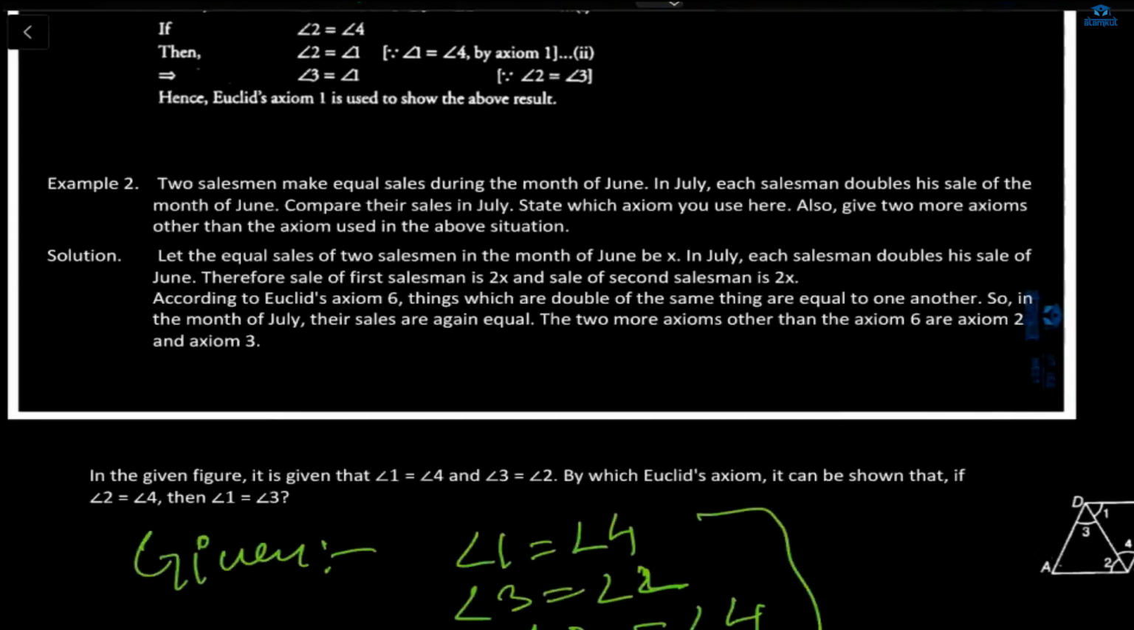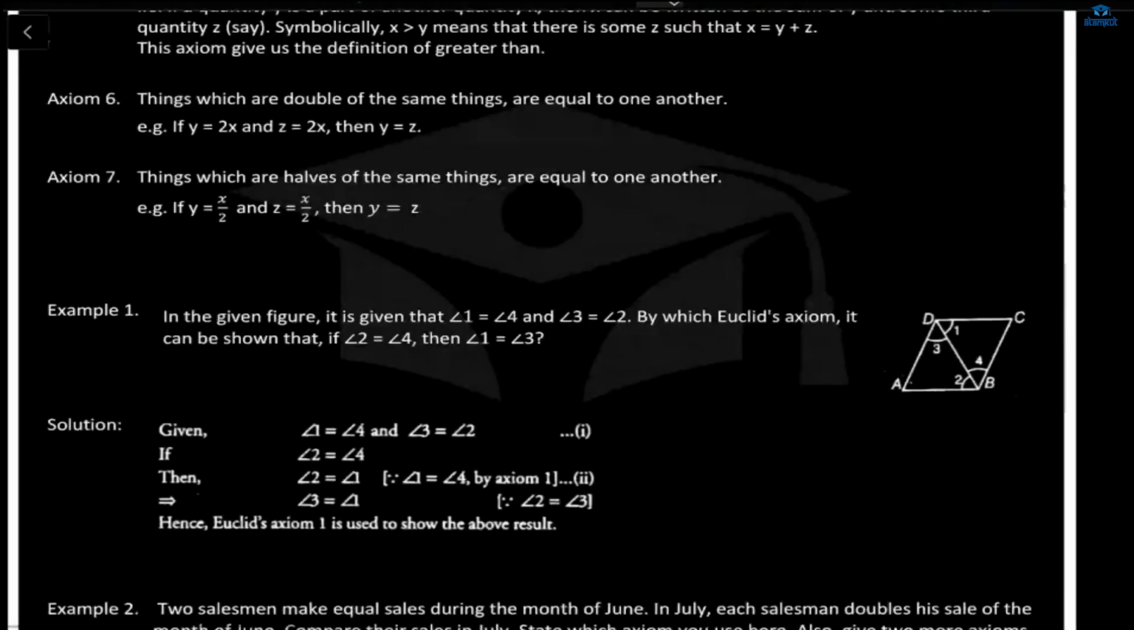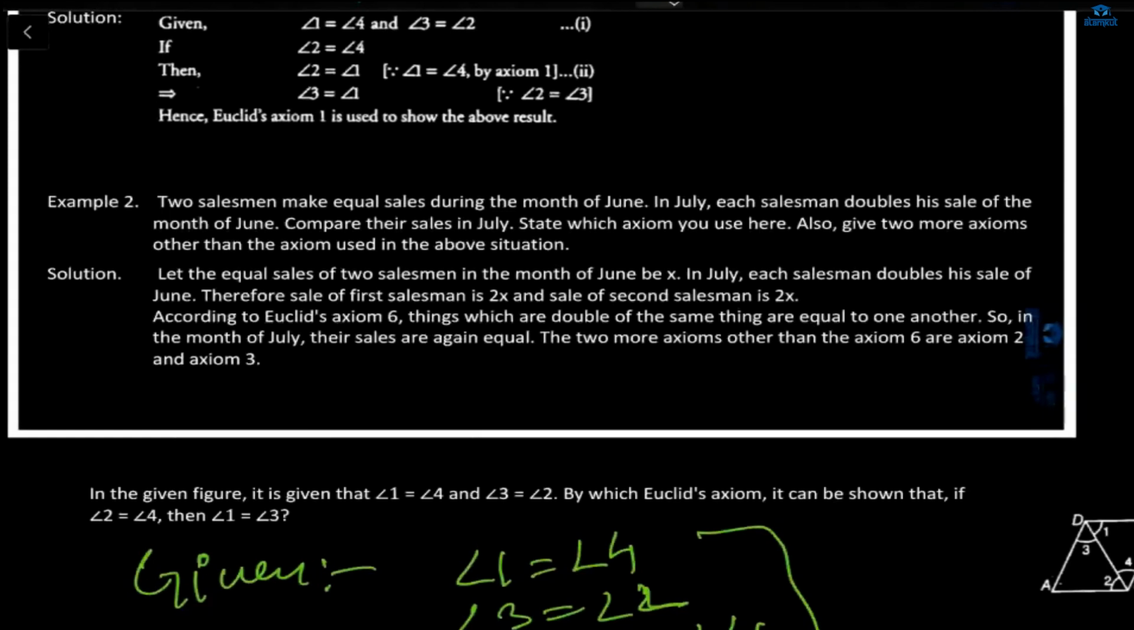Compare their sales in July. Now you have been asked to compare the sales in July. State which axiom you use here. Also give two more axioms other than the axiom used in the above statement. Mainly I think the sixth axiom is used here. The sixth axiom says that things which are double of the same thing are equal to one another. In June they were earning the same, so if salesman A is earning X, salesman B is also earning X. But in July the sales were double of June, so they both earn 2X.